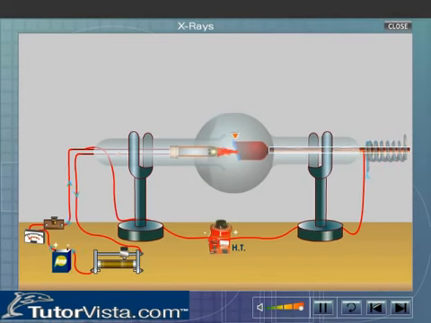The electrons strike the anode with a large amount of kinetic energy. The major part of the energy of the incident electrons gets converted into heat, and the remaining part appears in the form of X-rays.